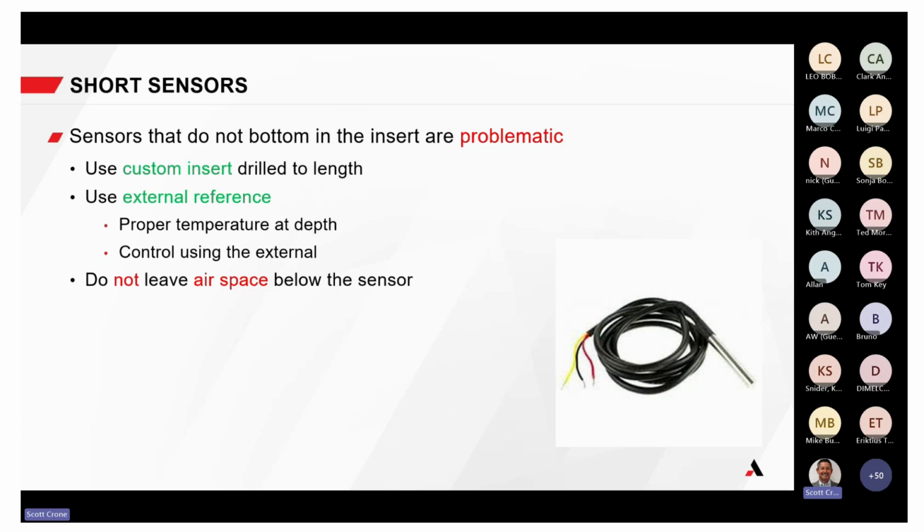The first thing you want to do is use a custom insert drilled to the length. Whatever the immersion depth of that sensor is, that's what you want to have the insert drilled to. And use an external reference. You can position that external reference at the same depth as the short sensor, and control using the external reference with our set follows true mode on the PTC and RTC series dry blocks. And do not leave airspace below the sensor. Again, that becomes very problematic. You really can't accurately determine what is happening in that well from one test to the next.